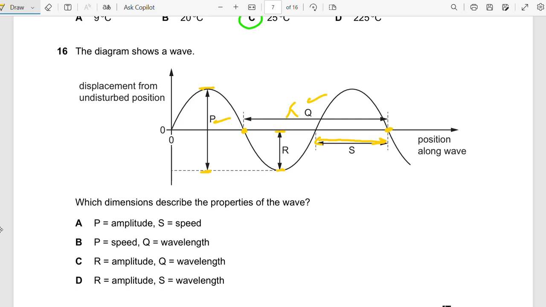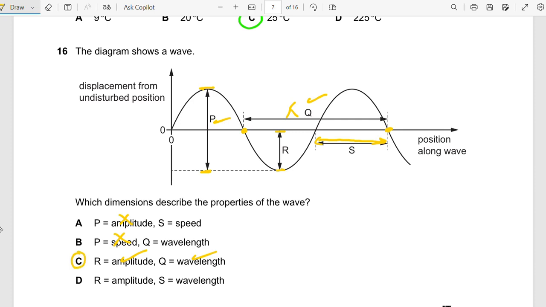First of all, they say P is amplitude. No, this is wrong. We agreed P is double amplitude. Then they say in B, P is speed. No, this is wrong. In C, sorry, they say R is amplitude. This is correct. Q is wavelength. This is correct. Okay, so the option obviously is C, but let's read D.